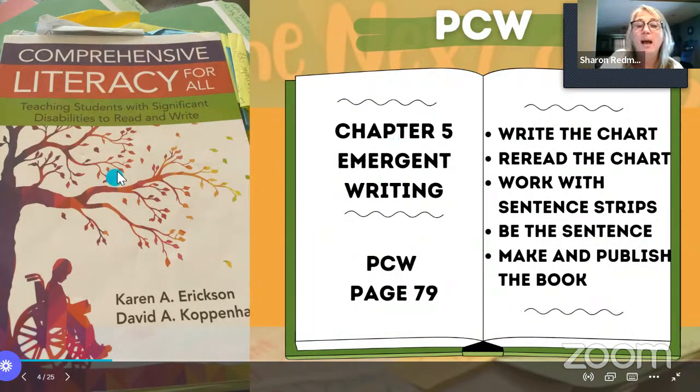So this is my book. I tried to find a really good picture online, and this is everything, and it's changed my teaching. So if you don't have it, please run out and get it. I would tell you to stop watching the presentation, but I don't want you to do that, so go and get it after. This book is amazing. It's comprehensive for our students that have significant disabilities, so they can learn to read and write, because everyone can learn to read and write, and they deserve this.